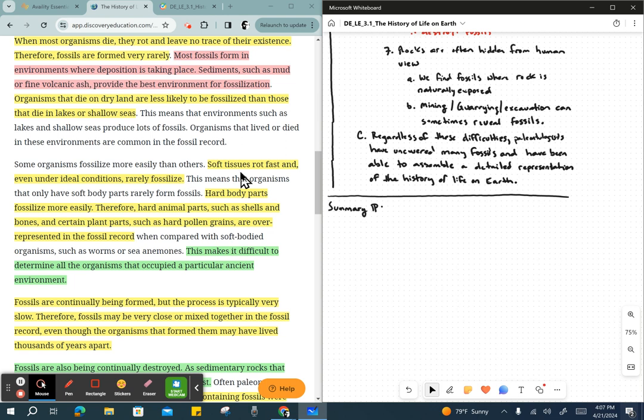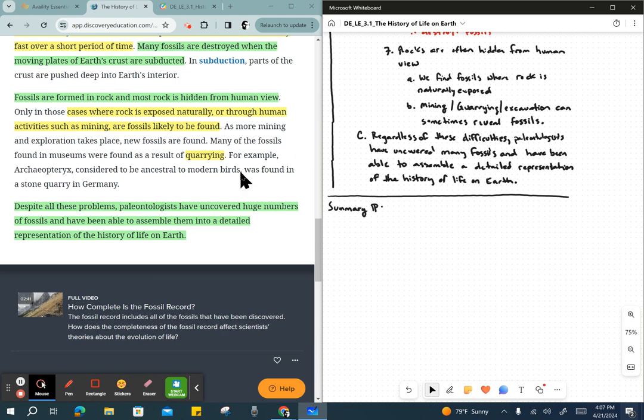Regardless of all of this, paleontologists have done a fairly decent job of assembling all these fossils in a sequential order and have been able to show the history of life on Earth, regardless of the difficulty in finding those fossils. All right, we'll go ahead and write a summary paragraph and we'll talk to you soon.